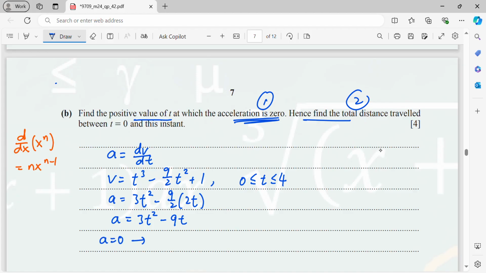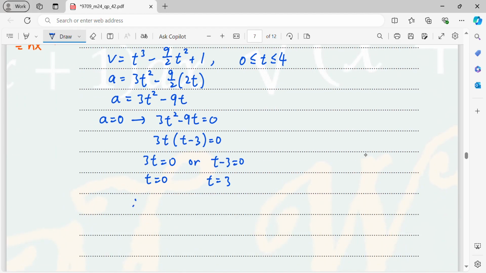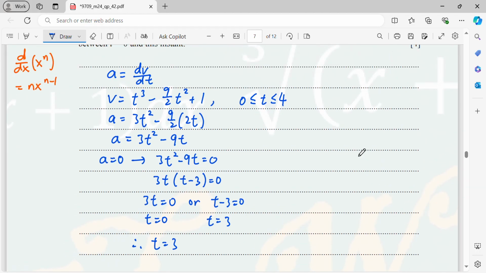That means now the common term is 3t. So you can factorize 3t. Then you will be getting t minus 3 equals 0. Hence, either 3t equals 0 or t minus 3 equals 0. So now my t equals 0 or my t equals 3. Okay, so the positive t, therefore we have to choose t equals 3. That is a positive t value.